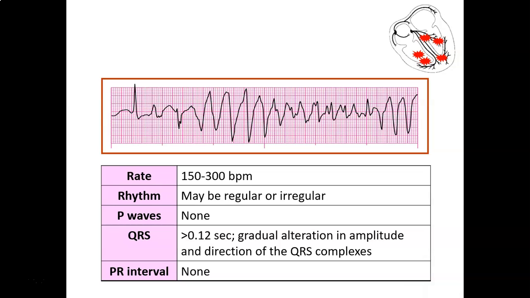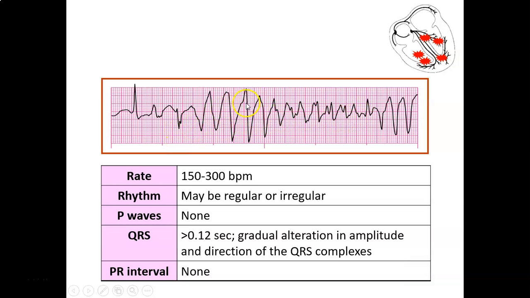All right, coming back. Okay, moving forward to the next strip. Here the rate is fast, and rhythm is irregular. P waves are not seen. But if you see the QRS complexes, they are different shapes, like you see here. Again, this is a different shape of the QRS complexes.